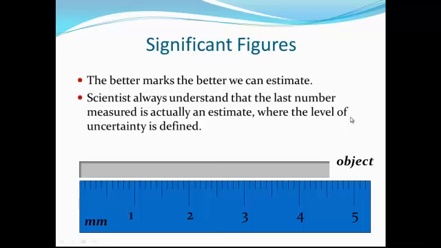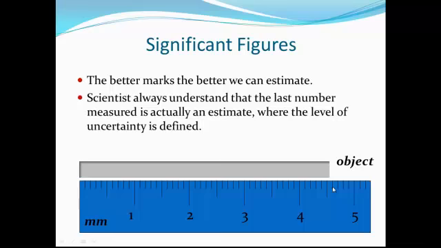Okay, the key thing is that the last number of any quantitative observation, which we call measurements, is actually an estimate. That's where we define the level of uncertainty. It's the point where the measurement becomes uncertain. You have to make an estimate, and in this case it's between 4 and 5. And also you can see I can make a more accurate measurement. Now it's between 4.5 and 4.6.